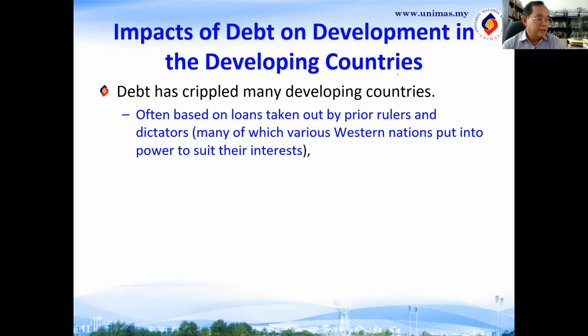So many of these happened during this time. The dictators took the loan but did not use the loan properly. Instead, they siphoned it off, used it to go into their own bank accounts and so on, for example. Many of them were put into power by various Western nations to suit their interests. So the dictator or ruler was someone appointed or chosen by the Western powers, and it hurts a lot.